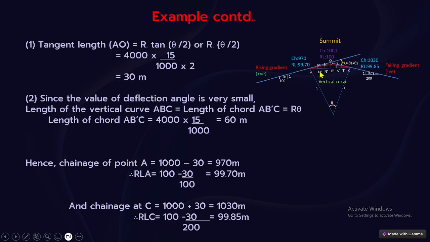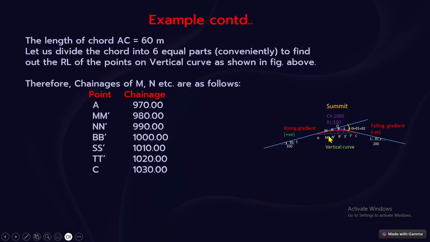Subsequently, we have to proceed to find out the RLs of the points which are on the curve. Now you are connecting the chord. The length of the chord is equal to 60 meter. So we are dividing it conveniently into 6 equal parts, 10 meter interval. With reference to this chord, we have to calculate the offsets so that we will be able to get the RL of the points which are on the curve.